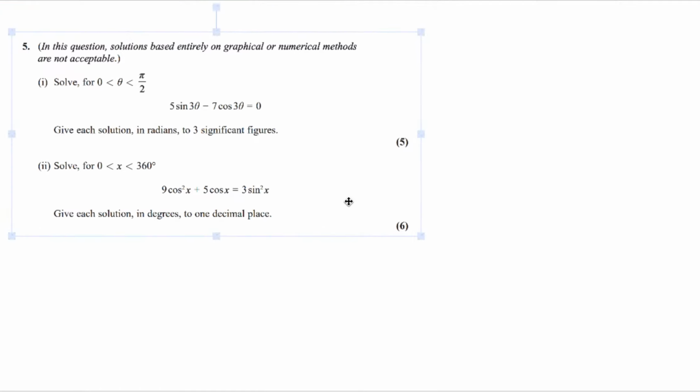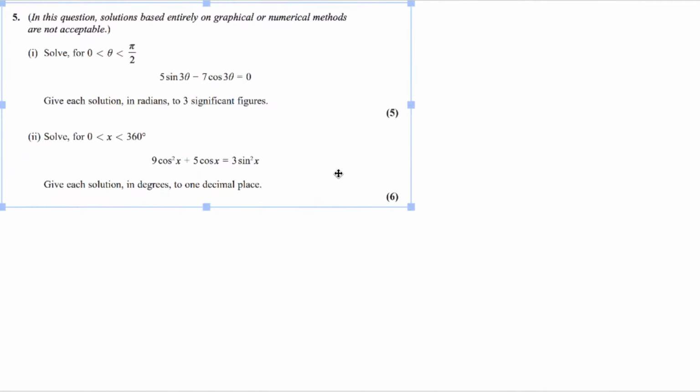Okay, so this is the fifth question. The question is about trigonometry. In this question, solutions based entirely on graphical or numerical methods are not acceptable. So basically we have to use both of the methods, right? Now in the first part, they are asking us to solve for this range.